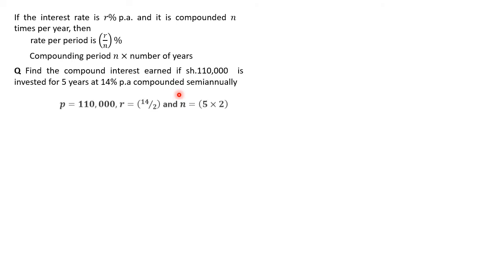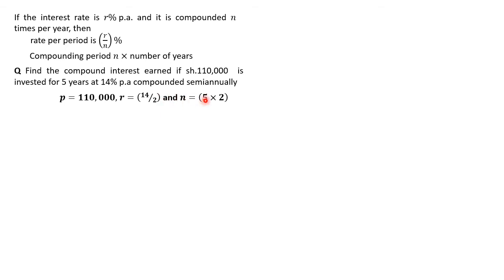Please notice that principal is 110,000, rate is 14 over 2. Why? We have 14% per annum, compounded semi-annually. It means it's calculated at 7% in the first half of the year and 7% in the second half. So those 2 7s give us 14. That's why R is actually 14 divided by 2. The 2 is the number of halves in a year.